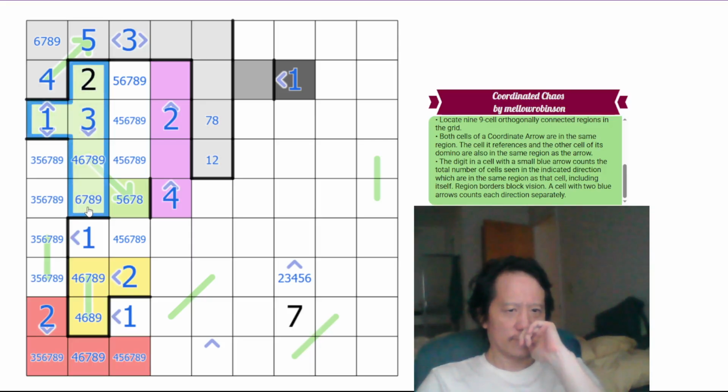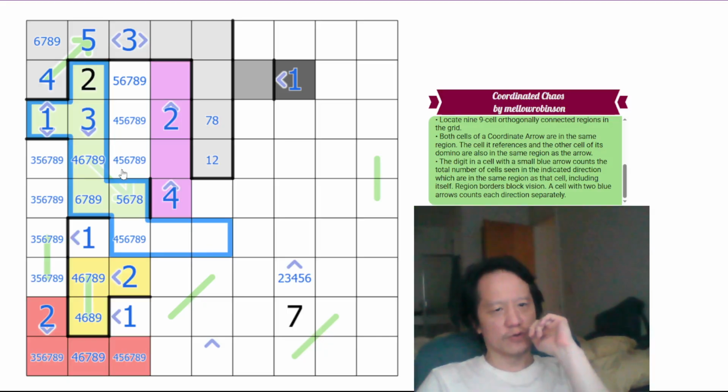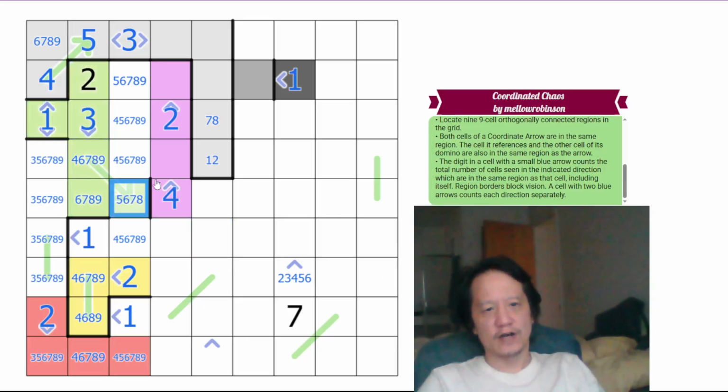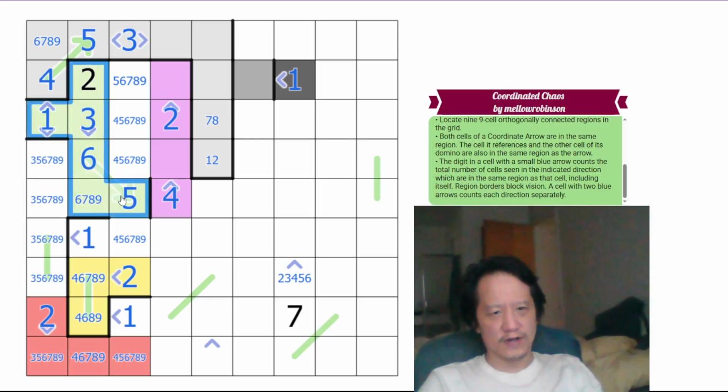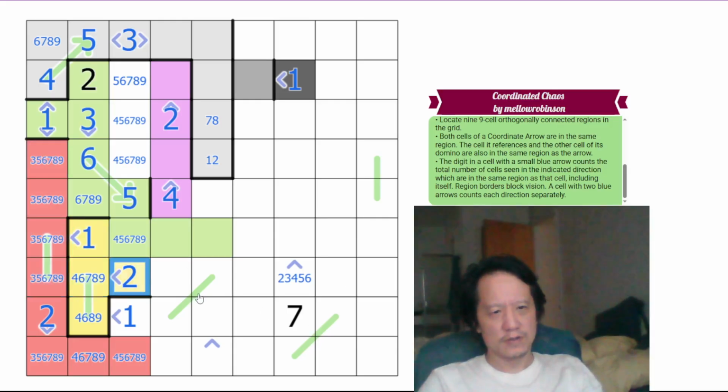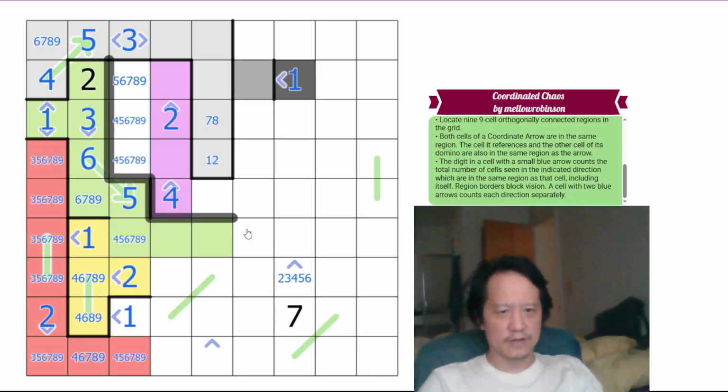2, 3, 4, 5, 7, 8, 9. Oh, no, it does work. This has to be, yeah, this has to be 5, and this is 6. 1, 2, 3, 4, 5, 6, 7, 8, 9. So that's that region, which means this is yellow, which means all of this is red. Okay. So all of green is done.